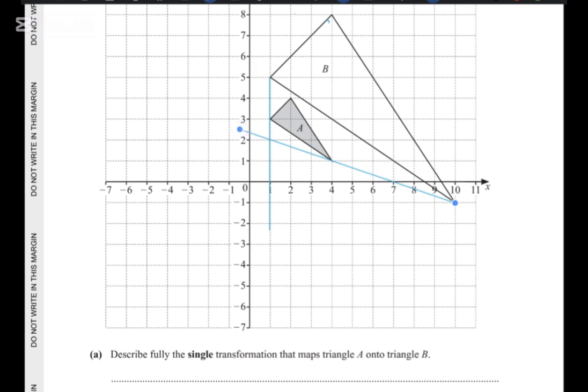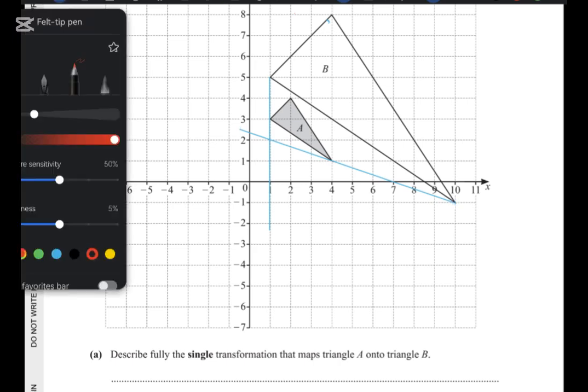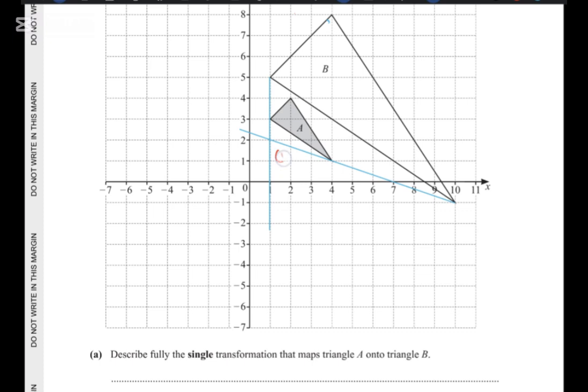So which point is it meeting at? It is meeting at 1, 2. This is 1, 2. So this is the center of enlargement. Now we need to see the scale factor. When you see the scale factor, you can do this in two ways.